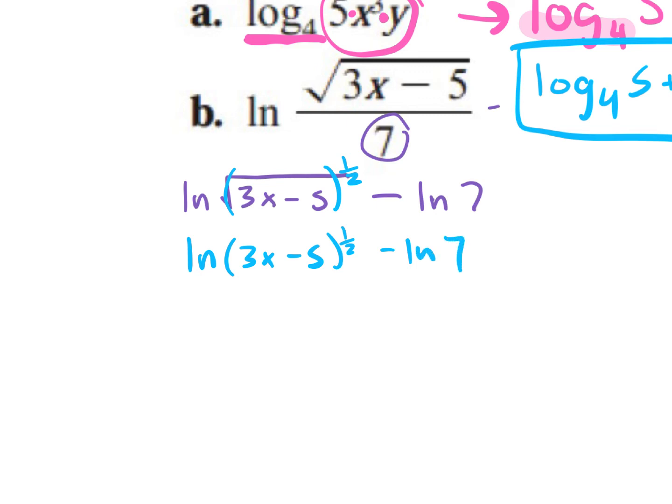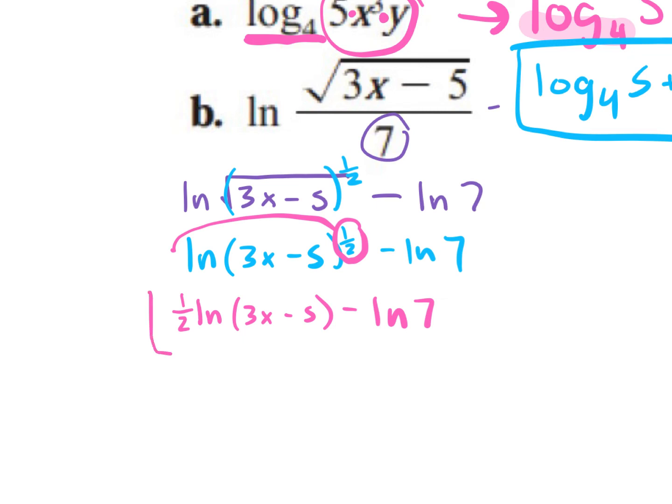So now I can use my power property and move that 1/2 in front of the ln. So this would be 1/2 ln of 3x minus 5 minus ln of 7. So this would be our answer.